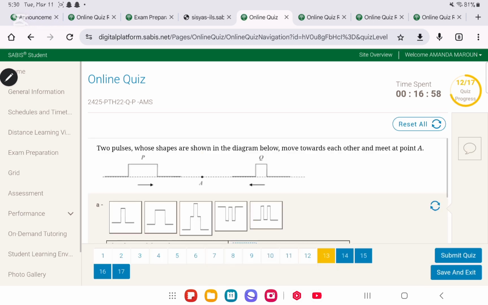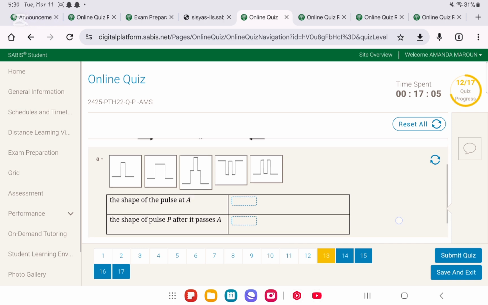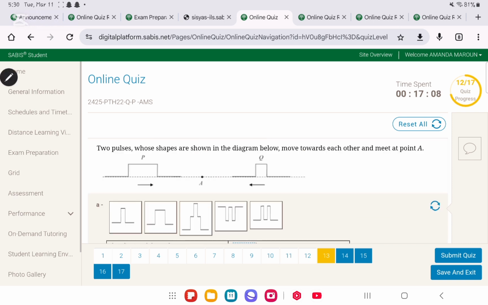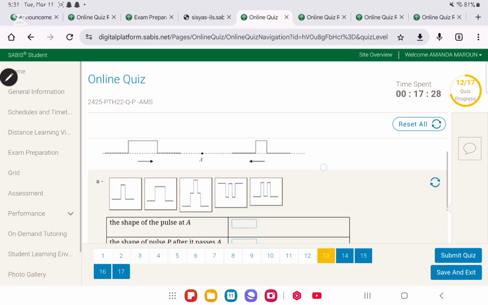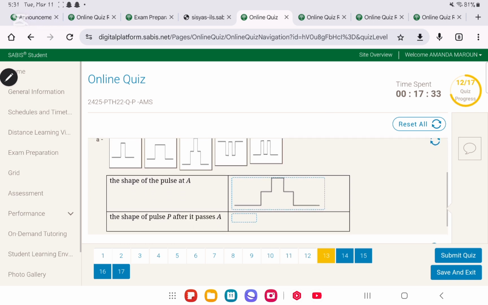Two pulses whose shapes are shown on the diagram below move towards each other and meet at point A. Now they need us to find the shape of the pulse at A. What you need to know is that when two waves meet at a point, or there's interference of waves, and they are in the same sense, then they are just gonna be like a combination of the two waves. So the new wave at point A is gonna be a combination of the two waves, and then it will go back to normal. So you have to look for a combination between the two waves.